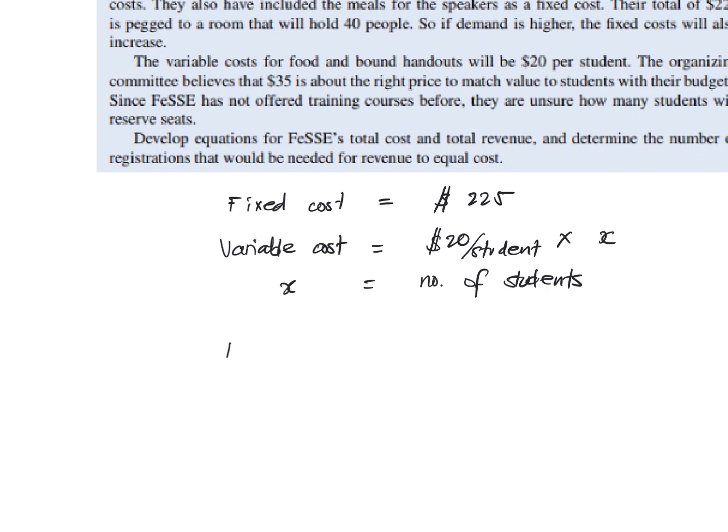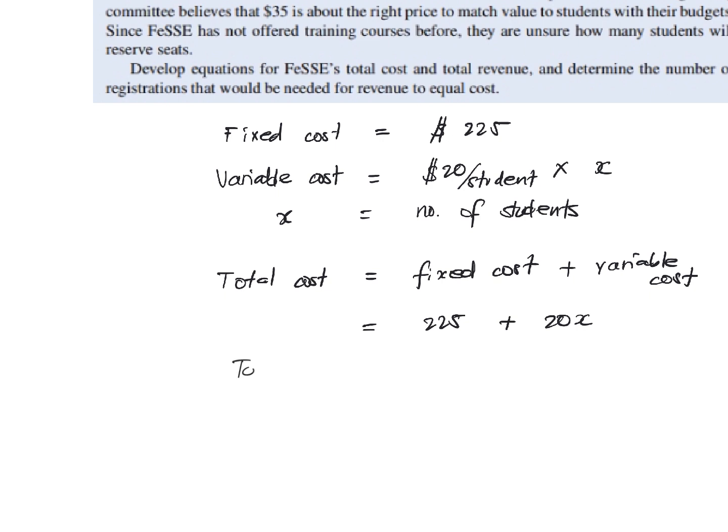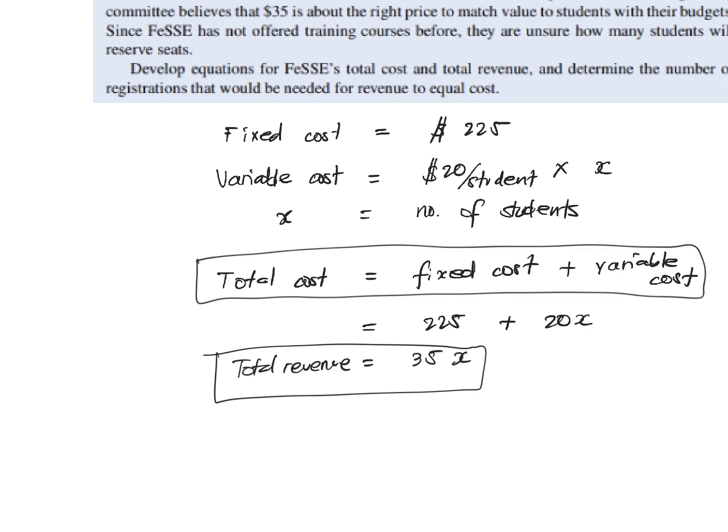So now we could calculate the total cost. So the total cost is equal to the fixed cost plus the variable cost. Okay? So that is equal to 225 plus 20x. And since they are trying to give this to students at $35 per person, the total revenue is equal to 35 times the number of students. Okay, so now you have the total revenue, and you have the total cost.